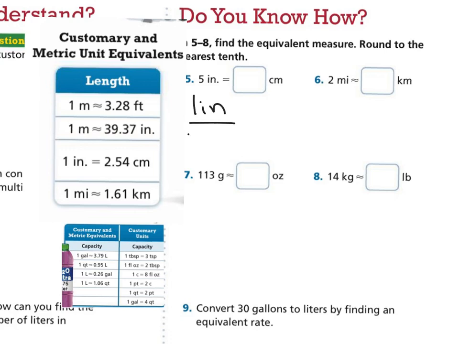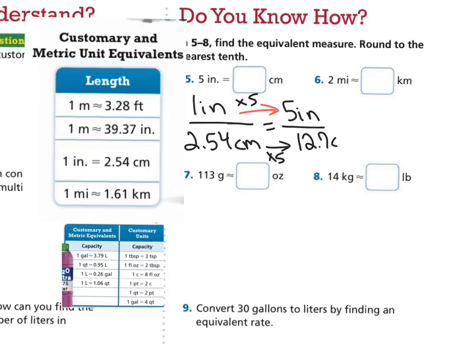1 inch is 2.54 centimeters. And then we'll fill in what we know. So we know 5 inches, and we're trying to figure out how many centimeters that is. So to get from 1 inch to 5 inches, we would need to multiply by 5. So then we would need to take 2.54 times 5, which is 12.7. It said round to the nearest tenth. That is already the nearest tenth, so our answer would be 12.7 centimeters for that one.